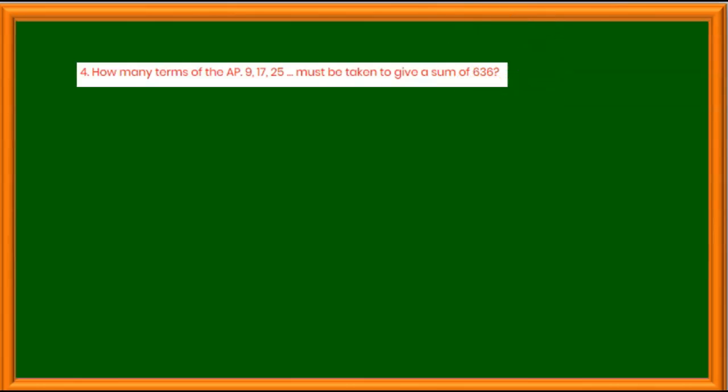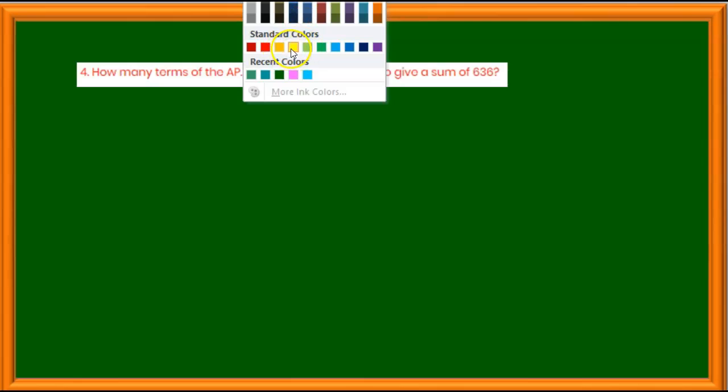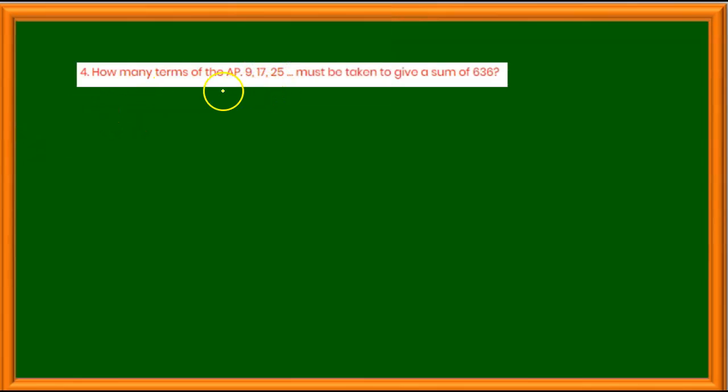636. So what are given here? What are given in this question? We can find out from this question D. We can calculate, right? And A is given here, A is 9. D is 17 minus 9, it's 8 here, right?